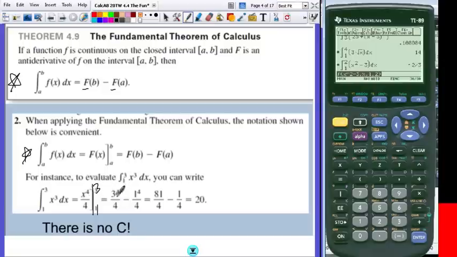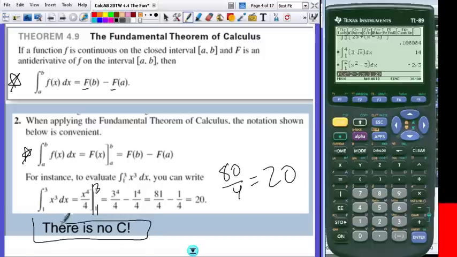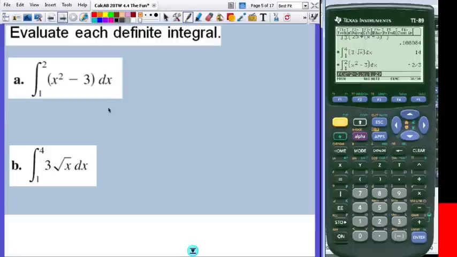So we'll plug in 3 first, which gets 3 to the 4th power over 4, minus, plugging in 1, 1 over 4, which becomes 81 over 4 minus 1 over 4, which is 80 over 4, which comes out to 20. Note, there is no c value, no plus c anymore, because this is definite integration. Since we come out with a number, we do not write plus c. It's not a formula or expression. It is a number.